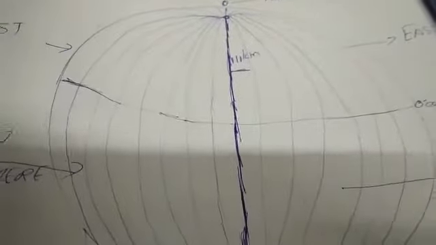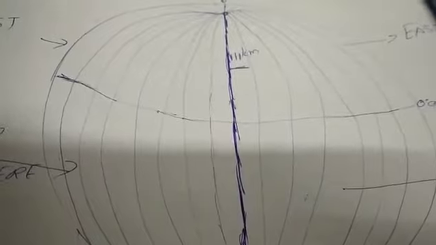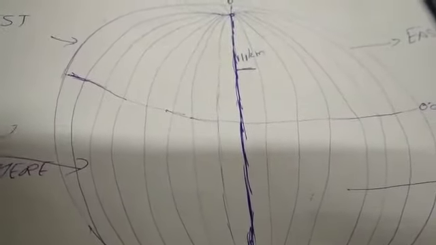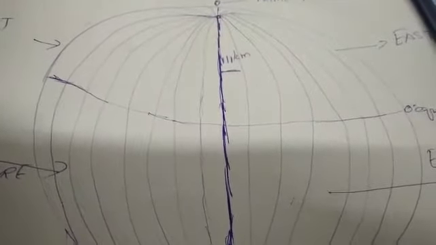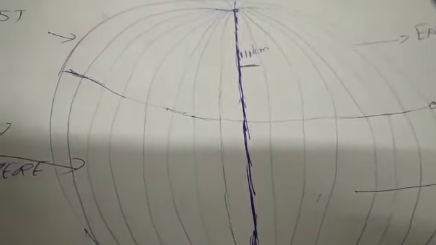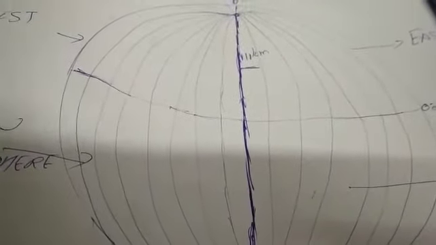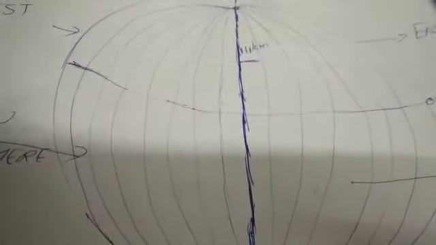Hello children. In your previous lesson, we took chapter number 2, longitude and latitude. I have already explained the term longitude. Now in this class, I am going to explain the lines of longitude.